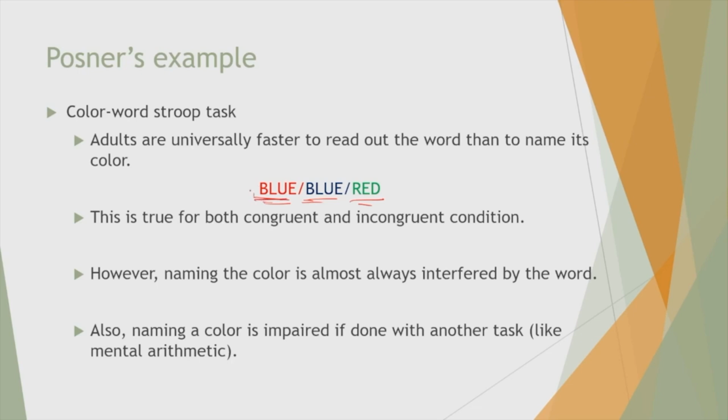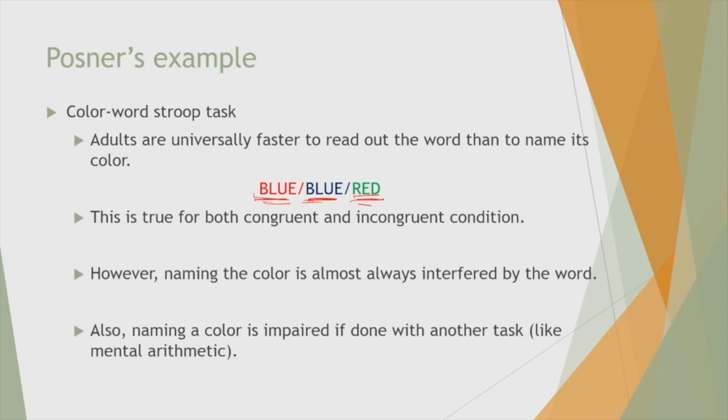So, there is a conflict in this particular case. However, here there is no conflict, blue is written in blue, and again there is a conflict here, red is written in green. So, the primary finding that Posner and his group showed is that reading a word is an automatic process, and it is extremely quick, it does not take time, and it is also not affected by the color of the ink in which it is written. So, whether it is written in blue, green or red, it does not really matter.